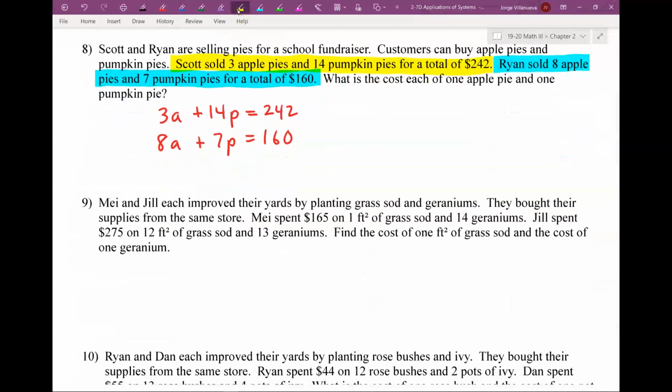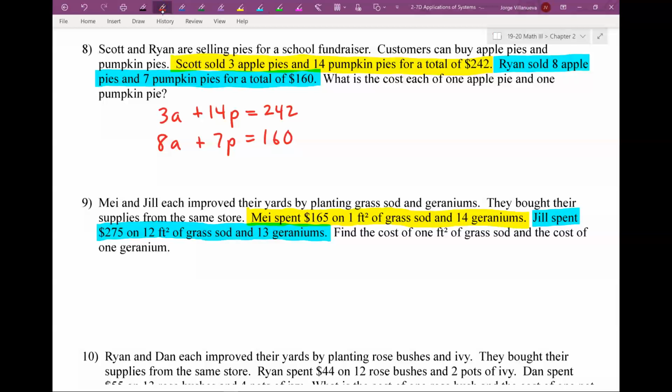Okay? The next one says, May and Jill have improved their yards by planting grass sod and geraniums. Again, I don't care. They bought their supplies from the same store. Great. Then they come to some stuff that makes sense. It says, May spent $165 on 1 square foot of grass sod and 14 geraniums. Then it says, Jill spent $275 on 12 square feet of grass sod and 13 geraniums. Find the cost of 1 square foot of grass sod and the cost of 1 geranium.